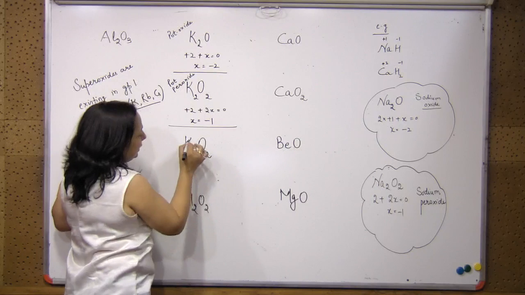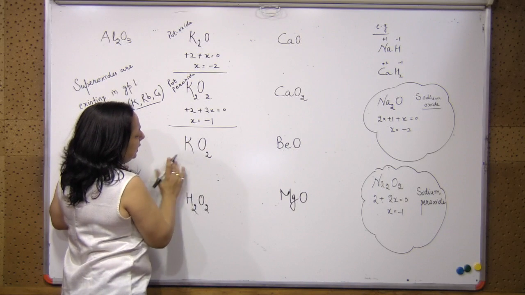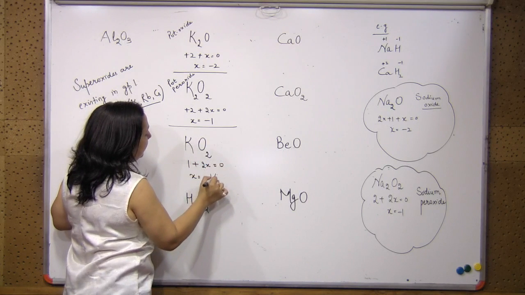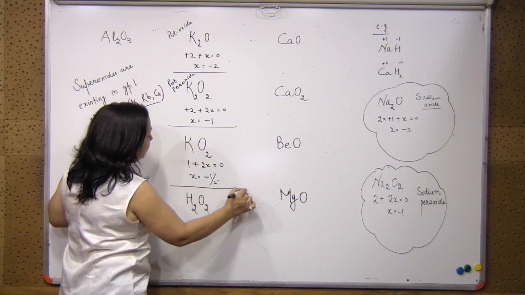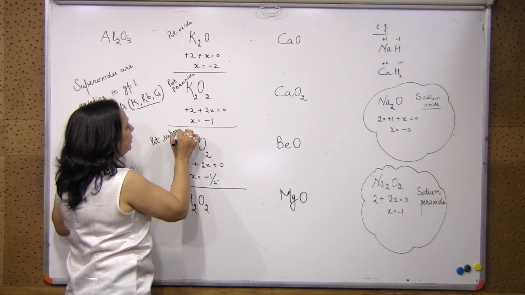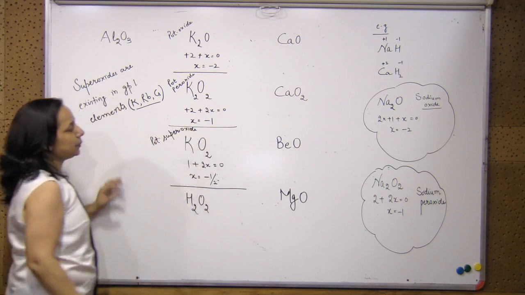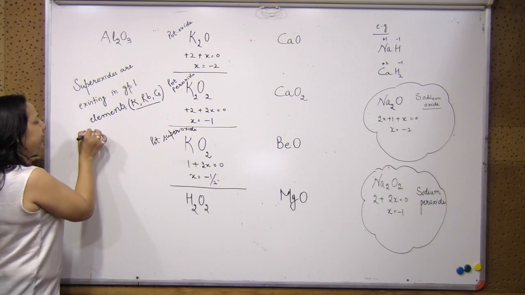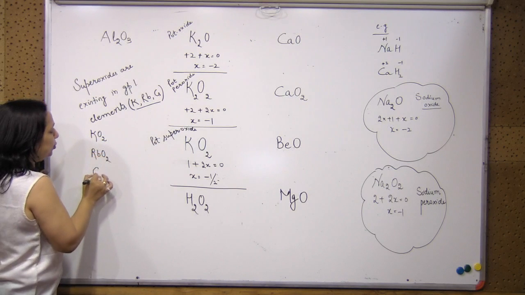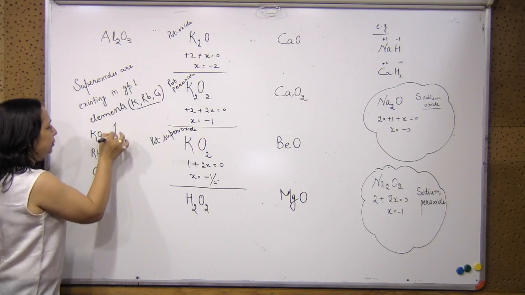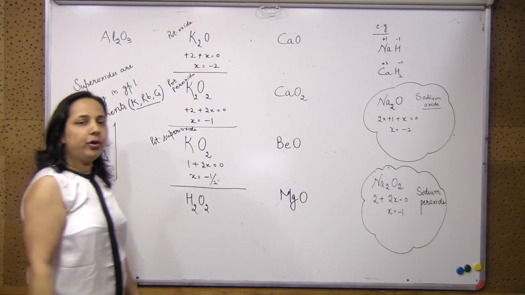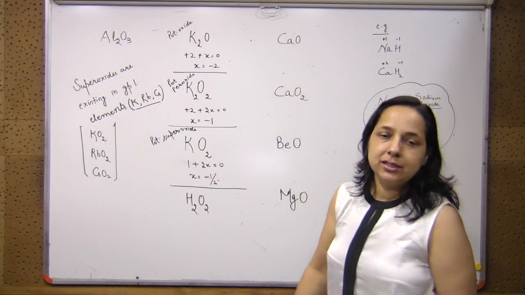Next, 1 plus 2x is equal to 0. x comes out to be -1/2. And now this is a superoxide, potassium superoxide. The formulas of the 3 superoxides are KO2, RbO2 and CsO2. These 3 superoxides you must remember, only 3 in the periodic table. In the complete periodic table, there are only 3 superoxides existing.